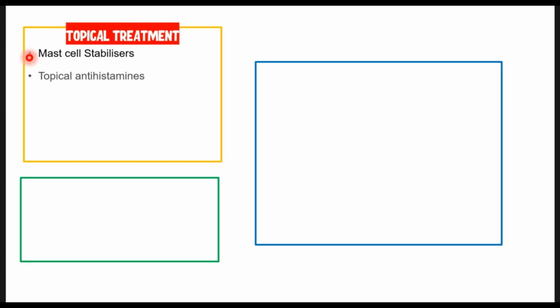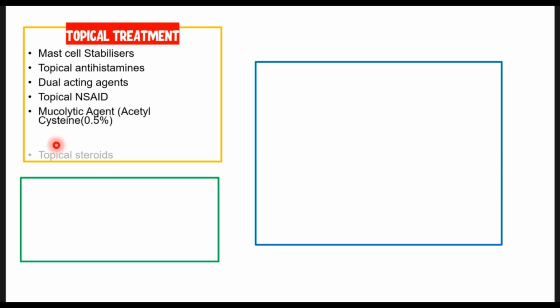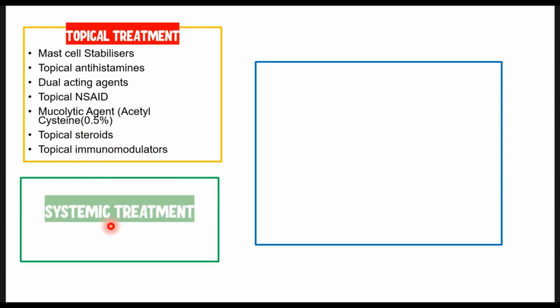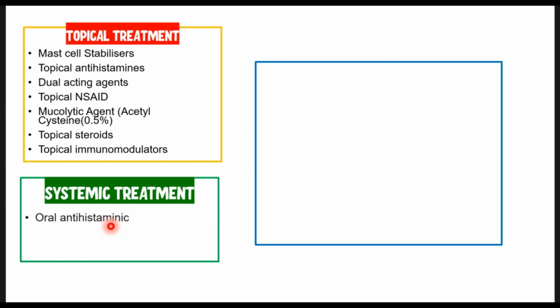Now let's talk about the pharmacological treatment of VKC. Here we have the topical treatment, systemic treatment, and the surgical treatment. First, we'll talk about the topical treatment. Here we have mast cell stabilizers. Then we have the topical antihistamines, dual acting agents, topical NSAIDs, mucolytic agents, topical steroids, and topical immunomodulators. Under the systemic treatment, we have oral antihistamines, oral steroids, oral immunomodulators.